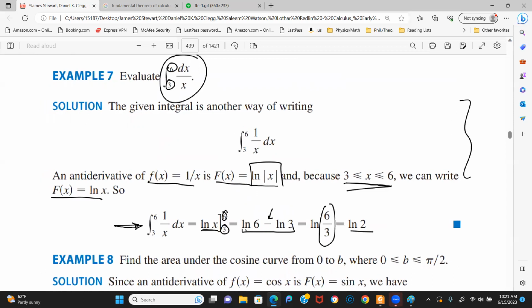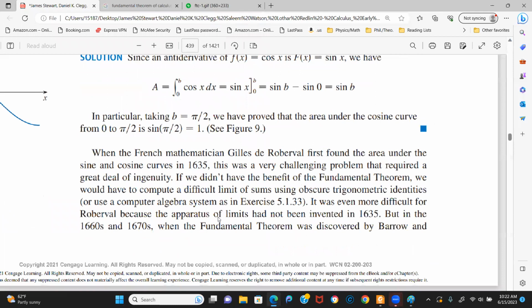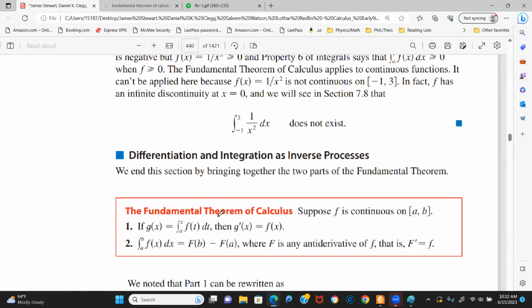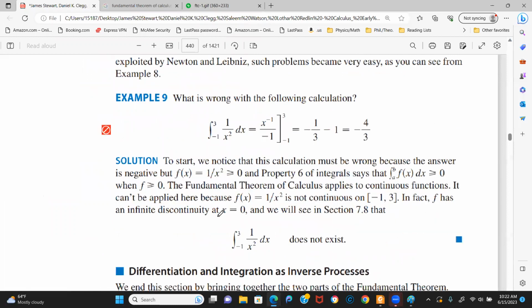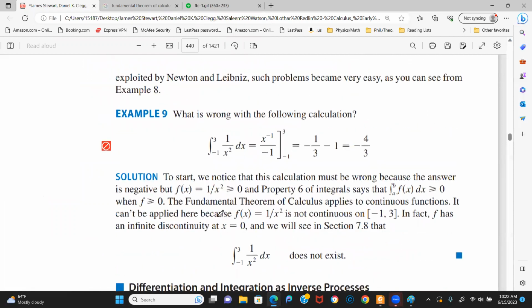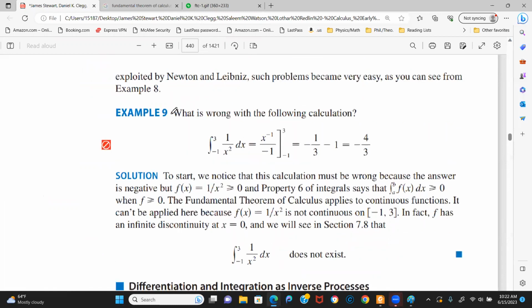All right. I'm not going to go through 8. I encourage you to go through 8. I think there's an example or two we skipped. Go through those on your own. Go through this example. This will show you where it seems like the fundamental theorem of calculus breaks down, but it actually doesn't. So this is a good example to go through to have an understanding of what the fundamental theorem of calculus actually states.